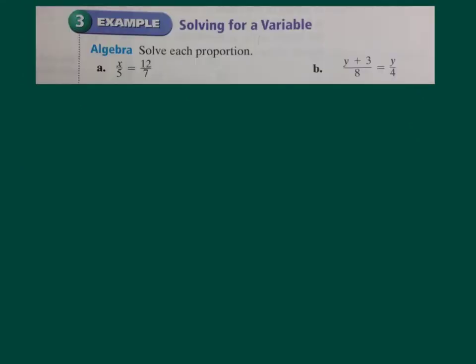Example 3 asks you to solve each of these proportions. So of course we're going to use cross products to solve it. First we're going to multiply 7 times x, and that's got to equal 5 times 12. So 7x has to equal 60, and you divide both sides by 7. So x equals 60 over 7, and you can certainly leave your answer just like that.